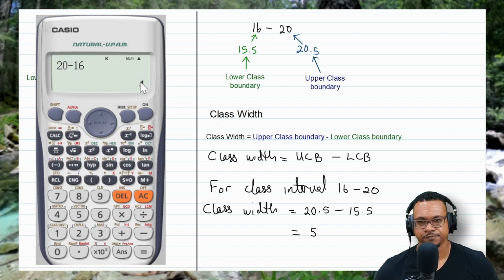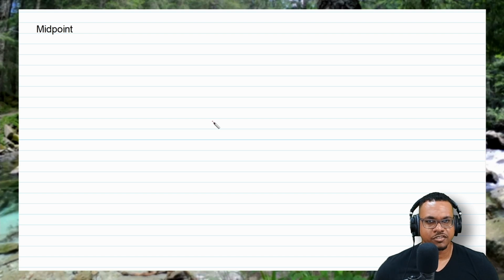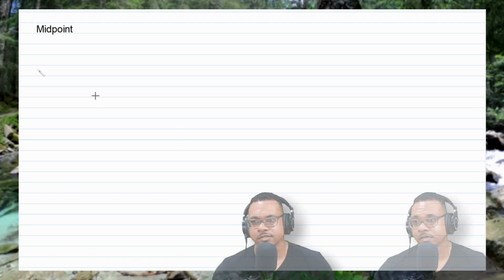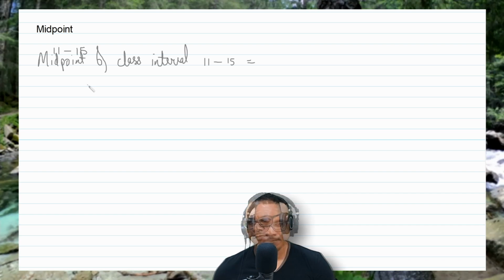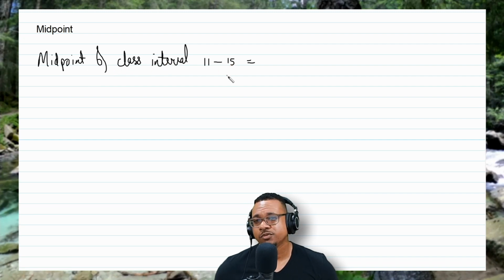Now, another point of interest when dealing with class intervals is the midpoint of the class interval. So let's take our class interval of 11 to 15, and let's find the midpoint of this class interval 11 to 15. So here we have the midpoint of the class interval 11 to 15. Now we can do this in two ways. We could add the upper class limit and the lower class limit and divide it by 2. Or we could add the upper class boundary and the lower class boundary and divide it by 2. You'll get the same answer either way.